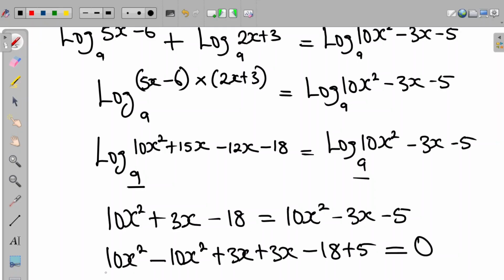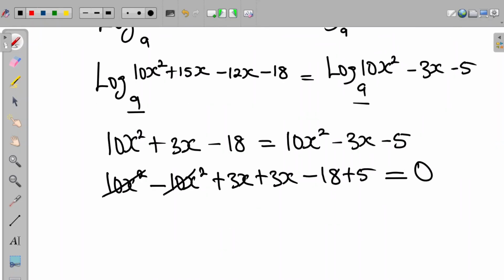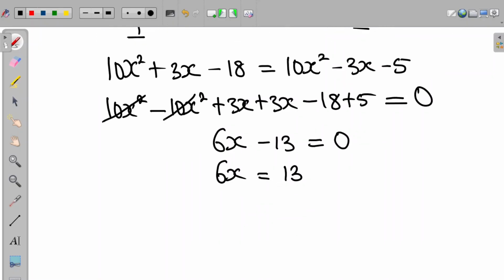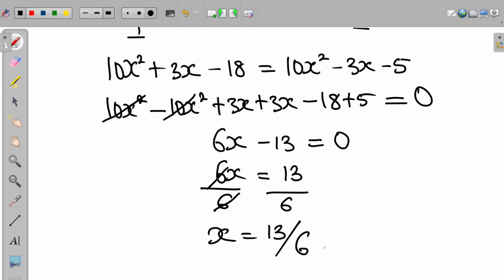Now at this point, 10x² will cancel out 10x², 3x + 3x is equal to 6x, and −18 + 5 is equal to −13, everything equal to 0. Now we have that 6x is equal to 13. Now to obtain the value of x, we divide the equation by 6. So therefore 6 will cancel out 6 and x is equal to 13 divided by 6.